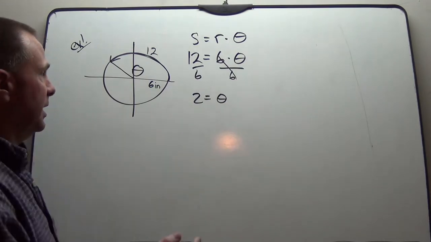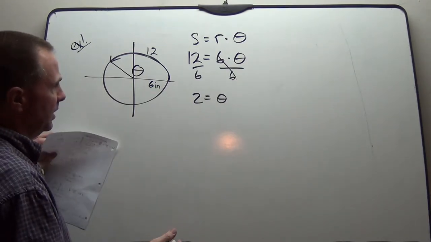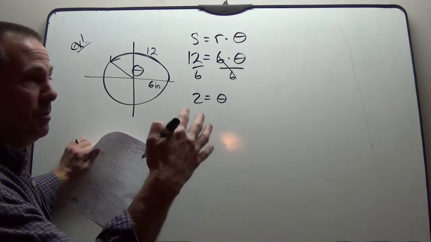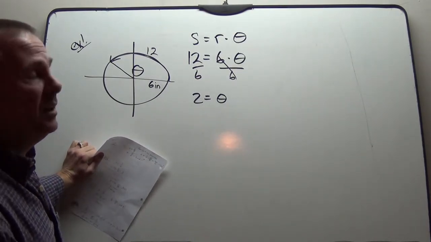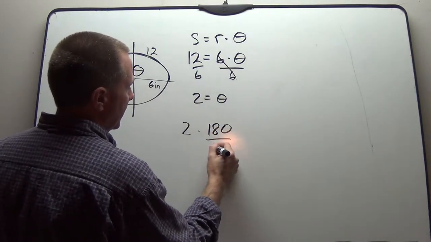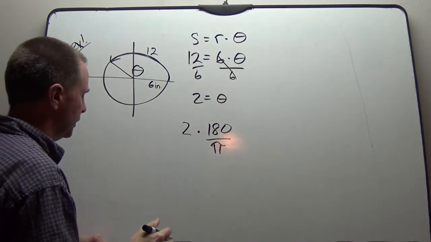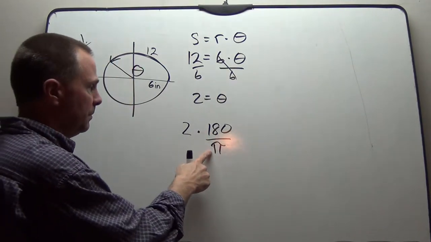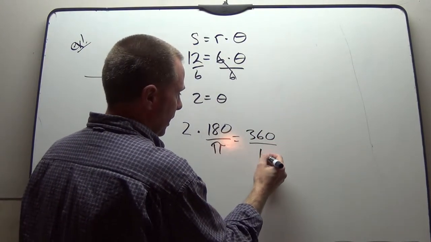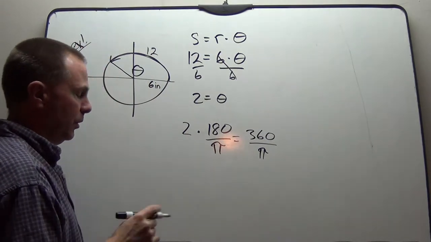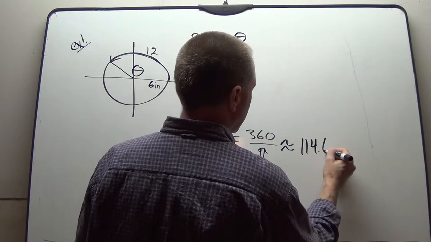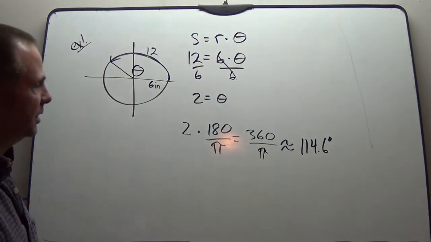So what you learned yesterday, or Friday, was how to go from degree measurement to radian measurement. And that was multiplying by pi over 180. And to go backwards, we're going to multiply 2 times 180 over pi. And we're looking for degrees. This is going to be 3.14. So this will be 360 over 3.14. And when you do that, you get approximately 114.6 degrees. And that's pretty close to what the picture is.